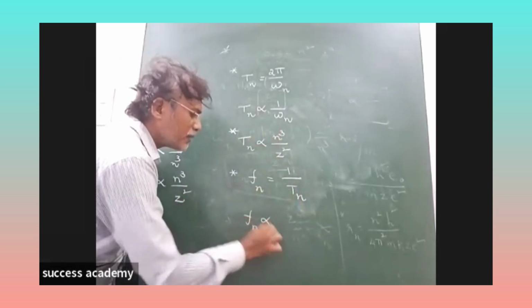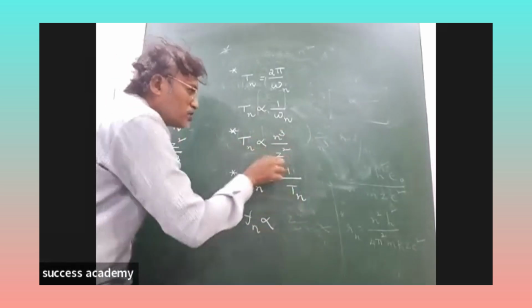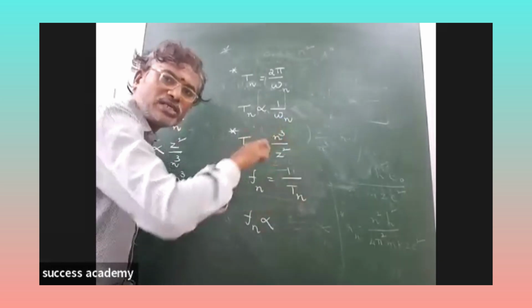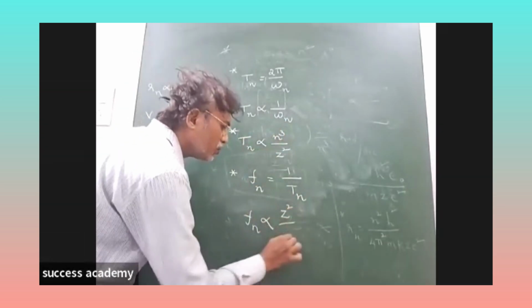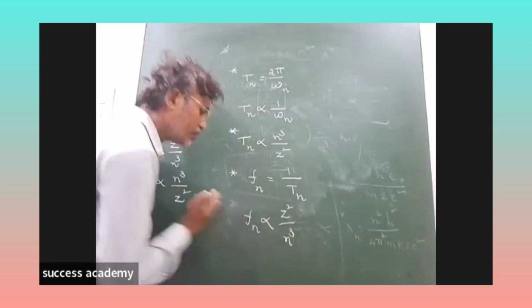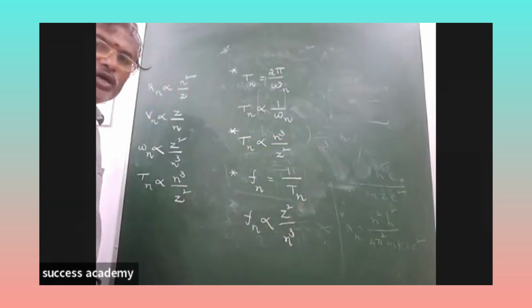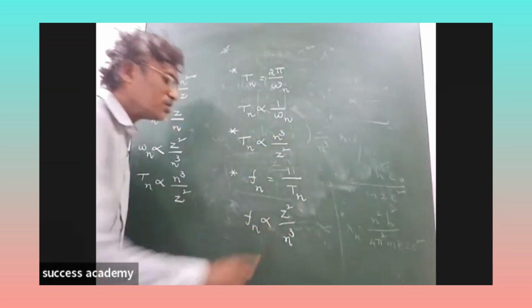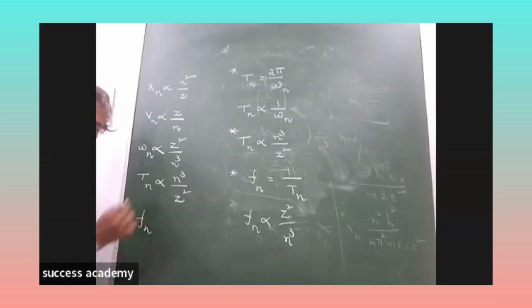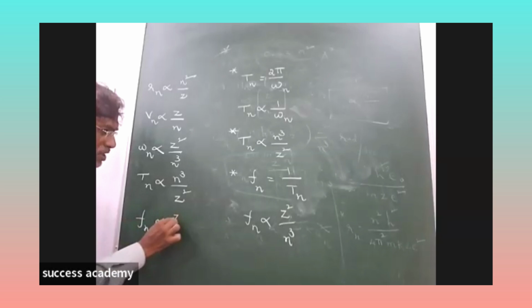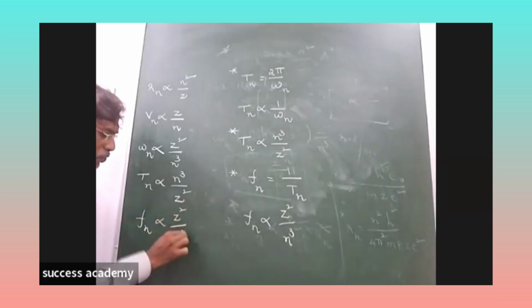Then Fn is directly proportional to, in the place of Tn, if you substitute n cube by Z square, the fraction can be reversed. That is nothing but Z square by n cube. So Fn is directly proportional to Z square by n cube. Okay, now I'm writing here Fn is directly proportional to Z square by n cube.